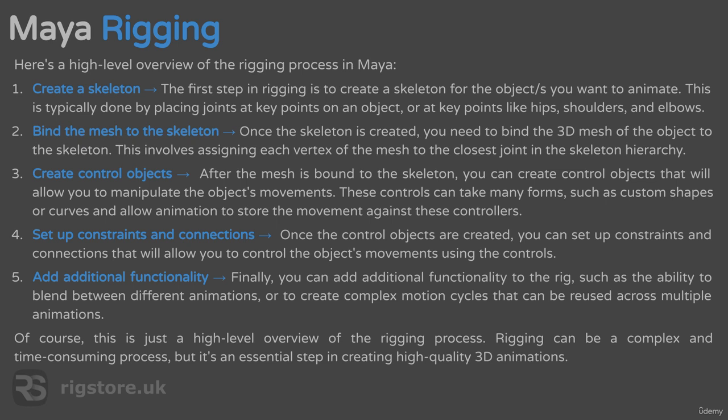These controls can take many forms, such as custom shapes or curves, and allow animation to store movements against these controllers. Number 4, setting up constraints and connections. Once the control objects are created, you can set up constraints and connections that will allow you to control the object's movements using the controls. Number 5, adding additional functionality. Finally, you will need to add additional functionality to the rig, such as the ability to blend between different animations, or to create complex motion cycles that can be reused across multiple animations.